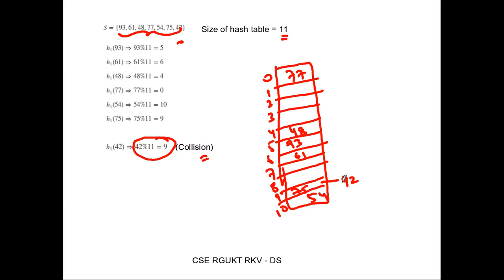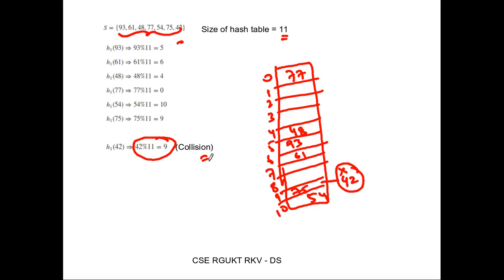We cannot discard the element 42, right? So 42 has to be stored somewhere. Where 42 will be stored, we'll see in our next part, that is how to resolve collisions. There are different types of collision resolving techniques, and we'll see how the collision is resolved.